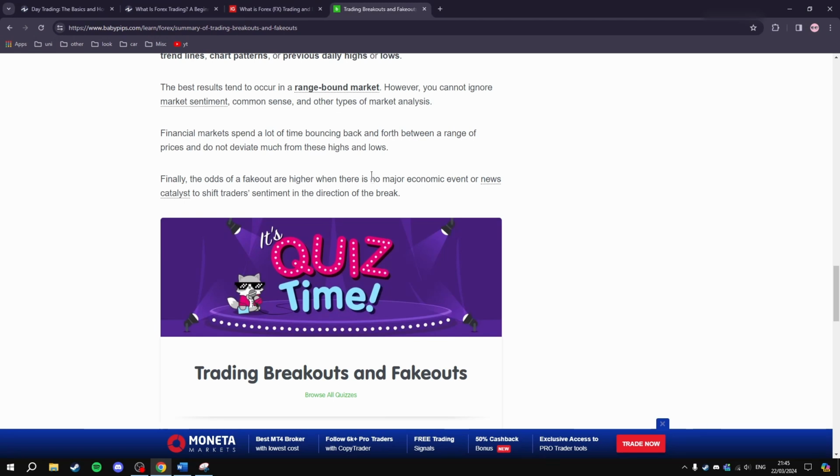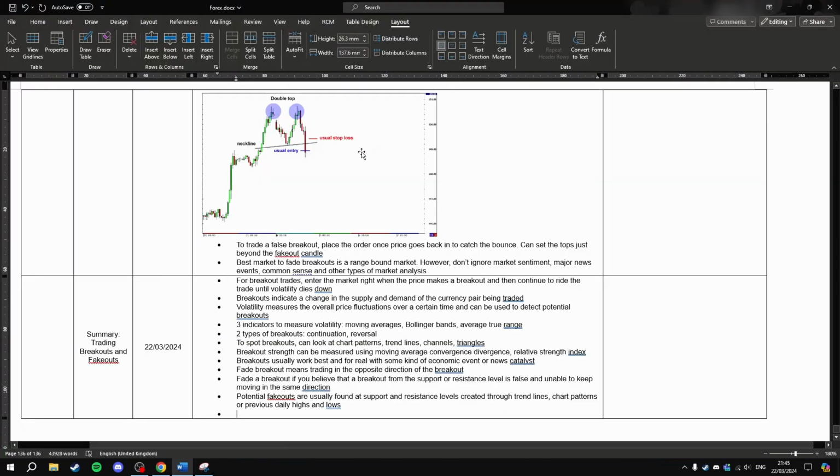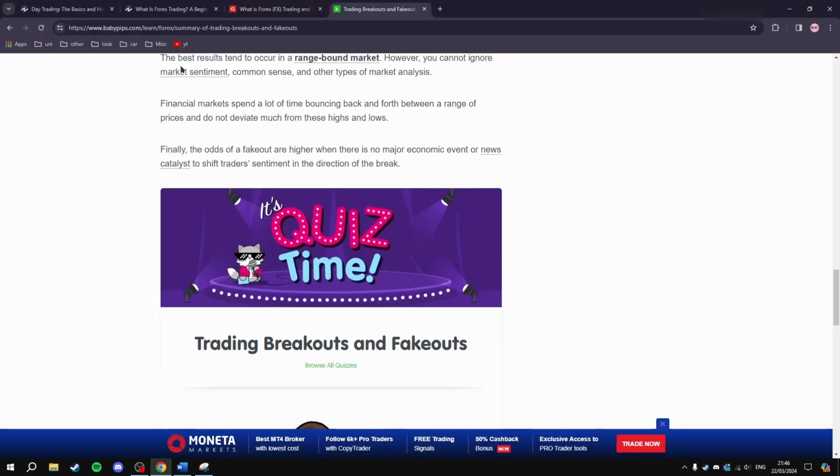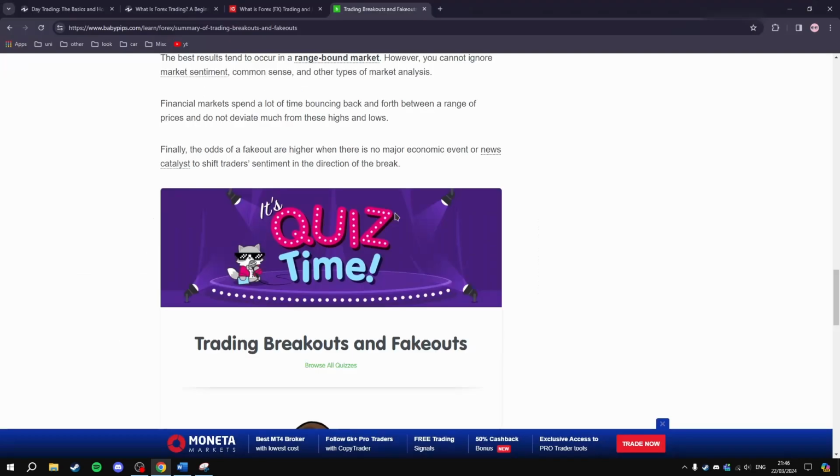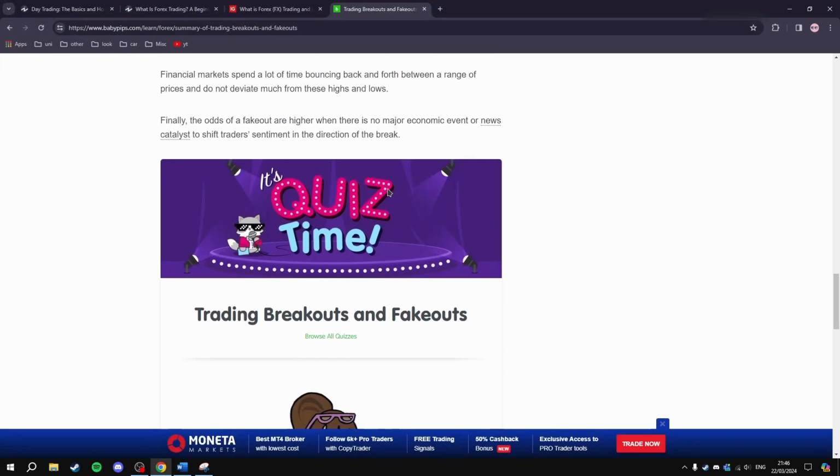The best results tend to occur in a range-bound market. However, you cannot ignore market sentiment, common sense, and other types of market analysis. Financial markets spend a lot of time bouncing back and forth between a range of prices and do not deviate much from these highs and lows.